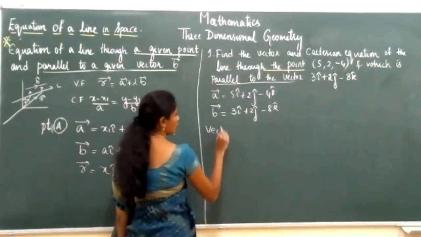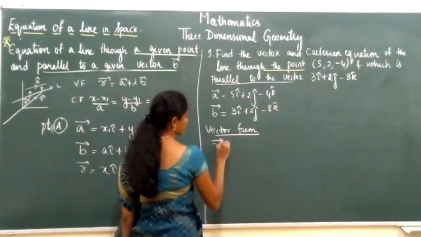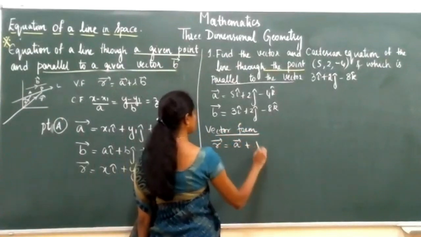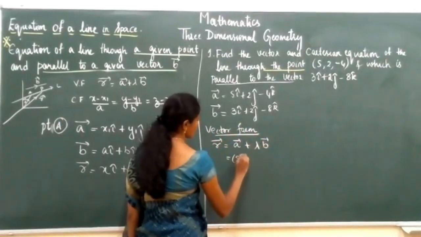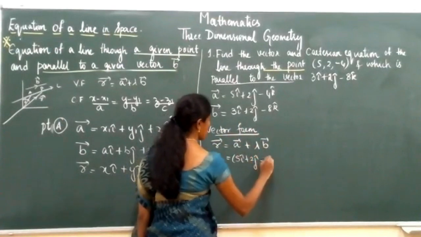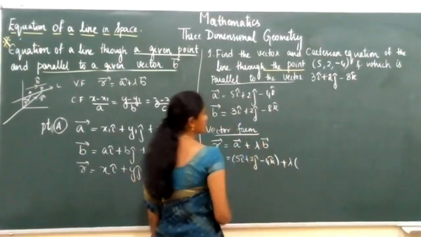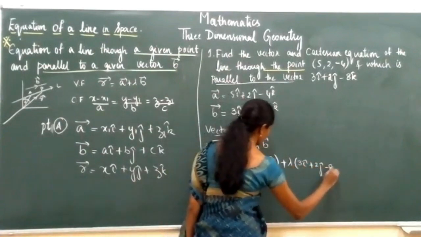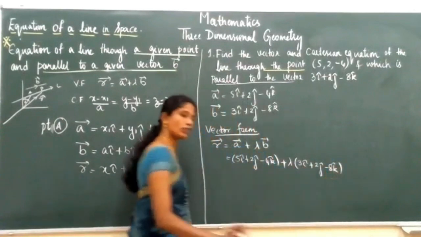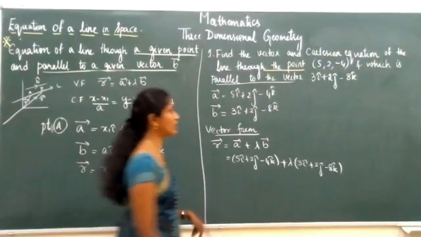So vector form, what is the formula? Vector form is given by vector r equal to vector a plus lambda times vector b. So vector a, which is 5 i cap plus 2 j cap minus 4 k cap, plus lambda times vector b. Vector b is 3 i cap plus 2 j cap minus 8 k cap. That's all. If you write this much, you get 1 mark. This is a 2 marks problem.